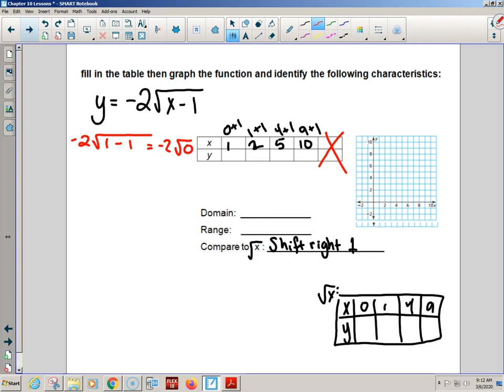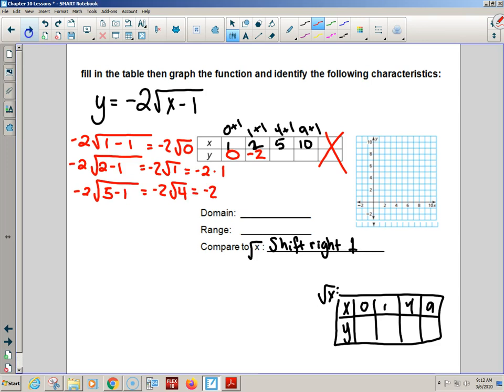Because what's the square root of 0 underneath? 0. What's 0 times anything? 0. Oh, that's easy. When I go to plug in the next guy, which is 2, what's 2 minus 1? 1. What's the square root of 1? 1. What's 1 times negative 2? Negative 2. Careful. If I plug in my next guy, which is 5, 5 minus 1, if you did it right, it should be that nice square root of 4, which is 2, times negative 2, which is negative 4.